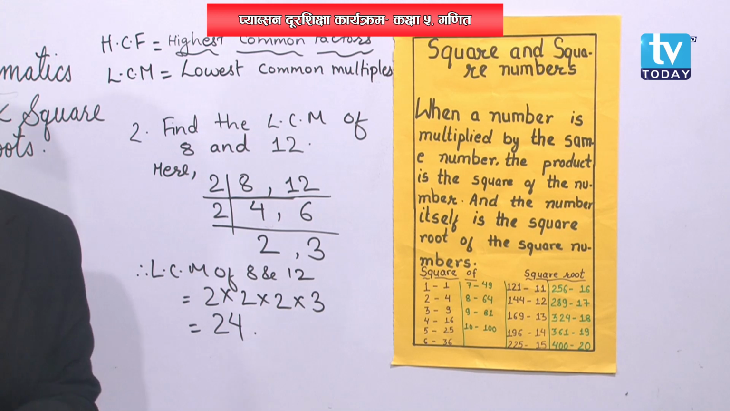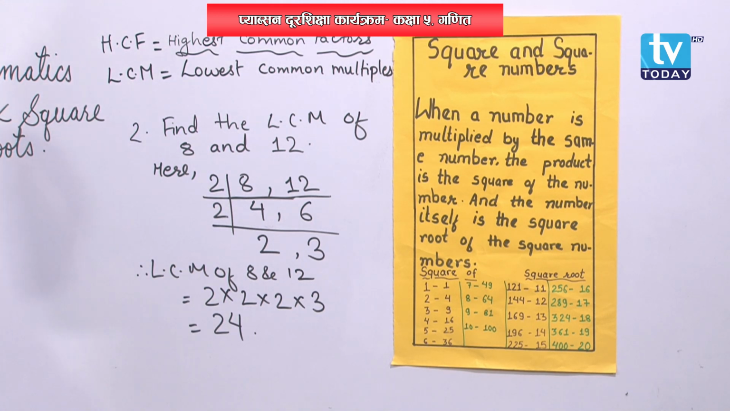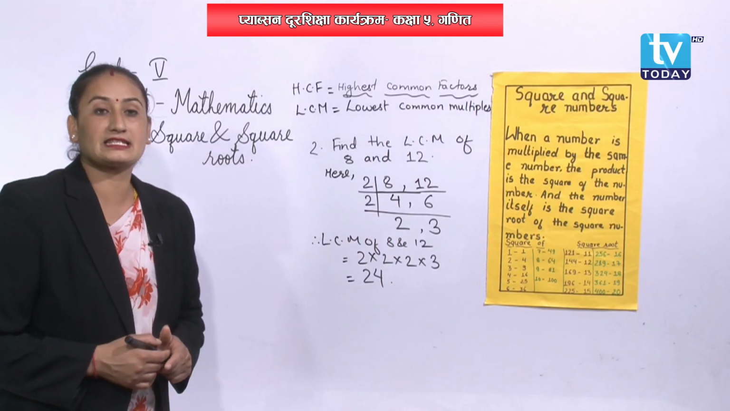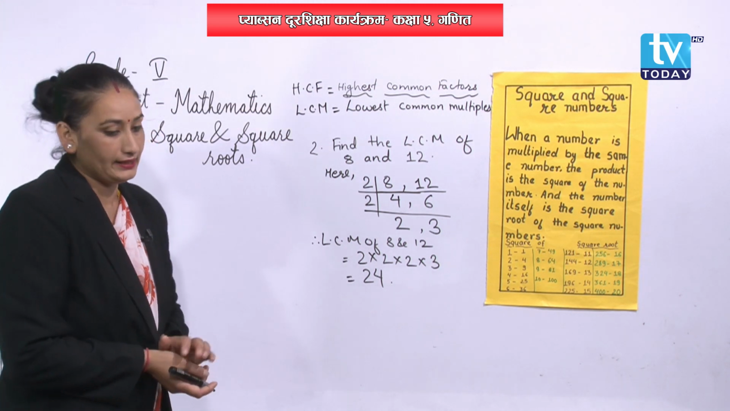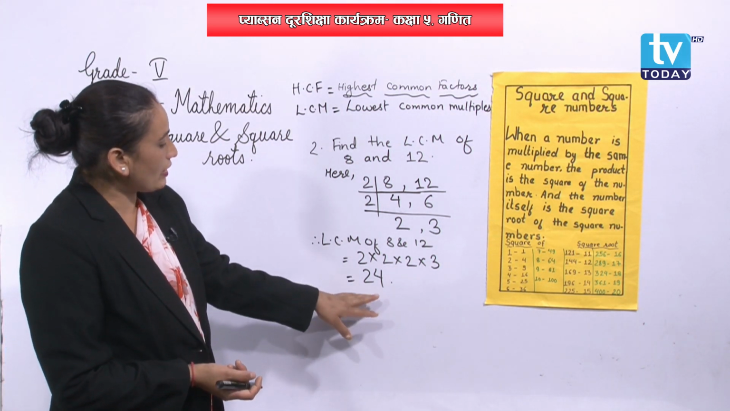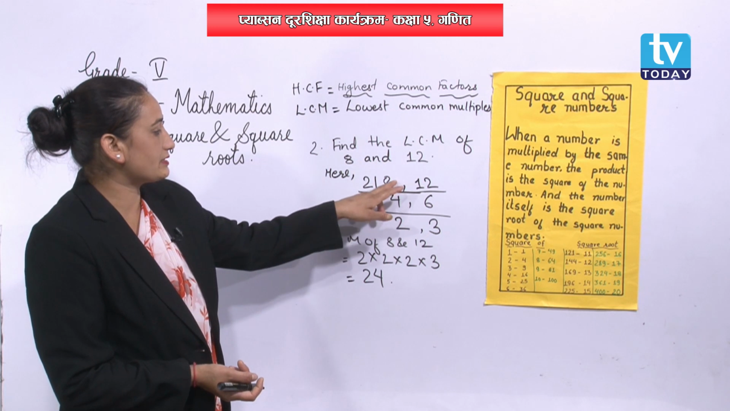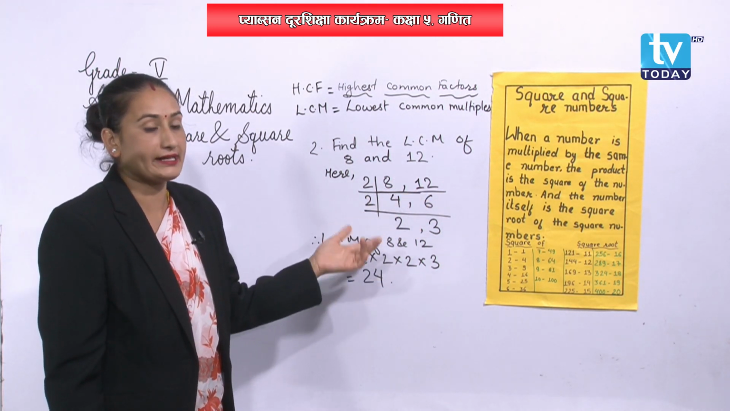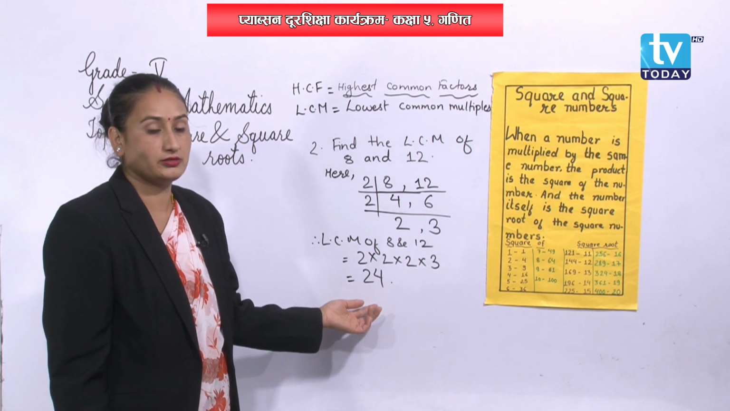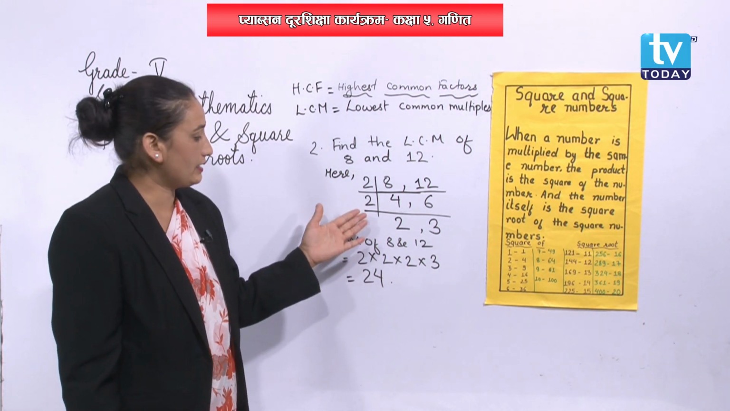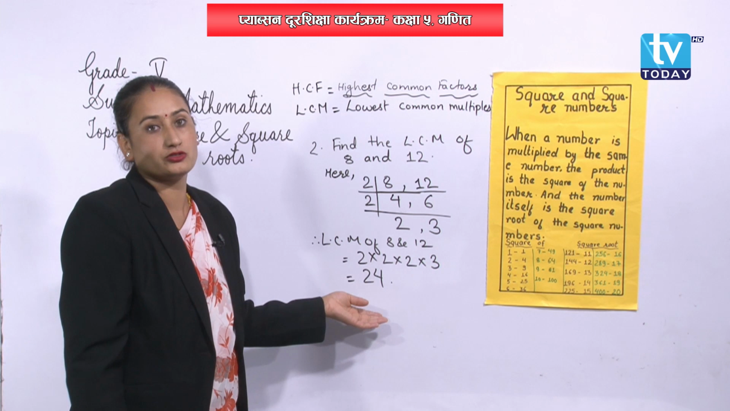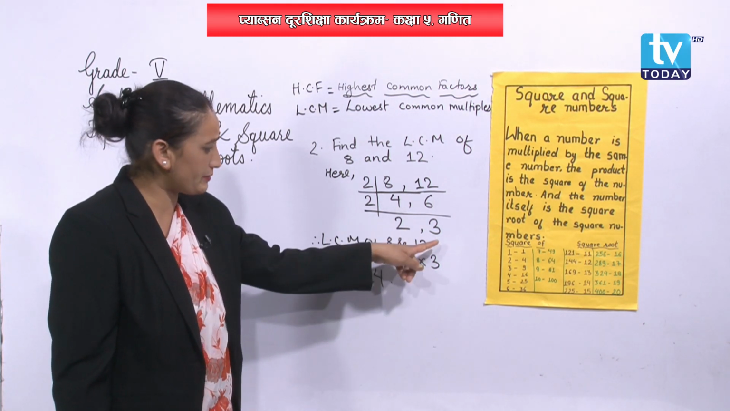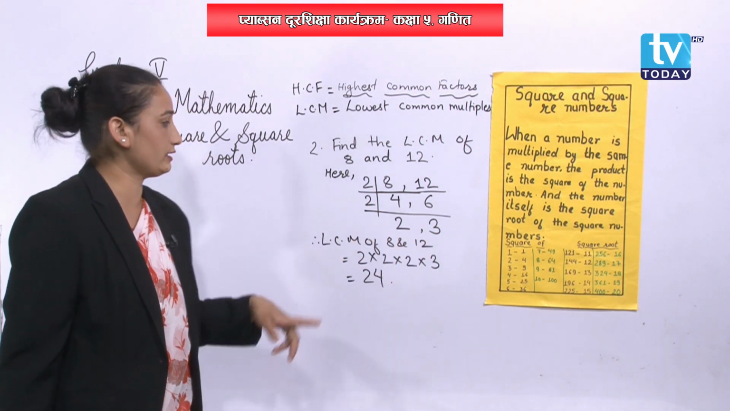Okay, students, the common multiples of 8 and 12 are exactly divisible by them. That means this 24 can also be exactly divided by 8 and 12. 8 times how many is 24? How many times does 8 go into 24? Let's see how to do it, okay, check it.